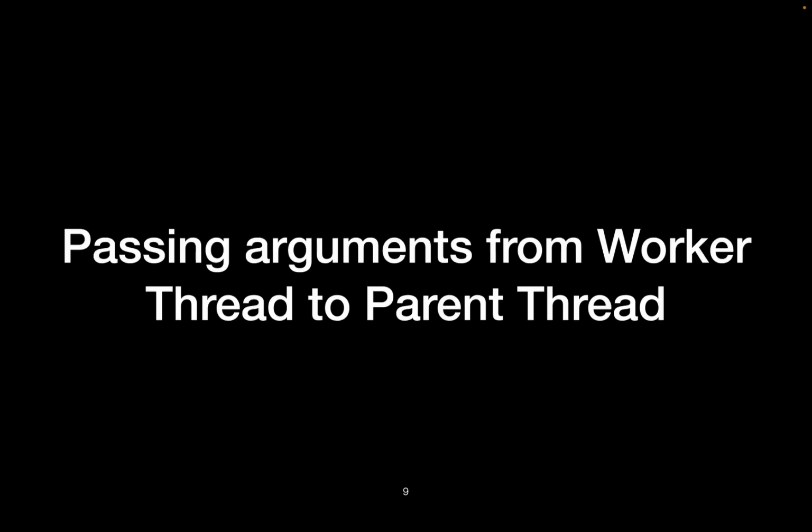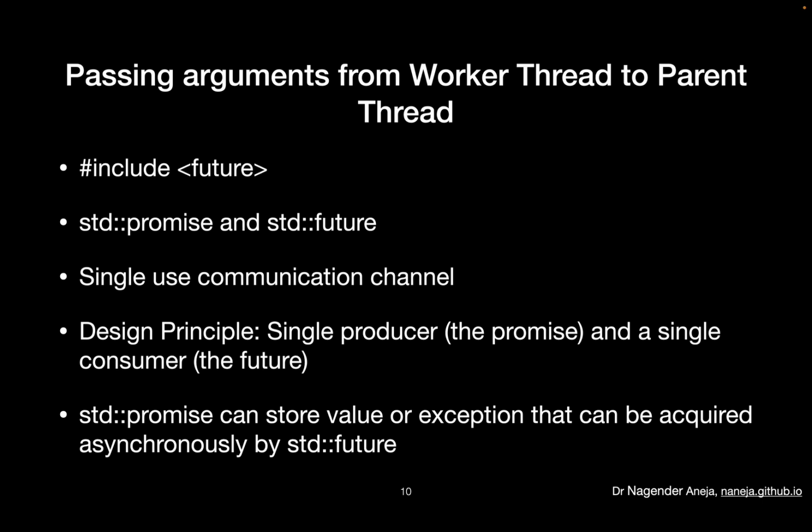Okay, so passing argument from worker thread to the parent. That's what we want to discuss in this lecture: how to pass arguments from the worker thread to the parent thread. So reverse, from worker to parent. For that, we'll use the single-use communication channel. That's the first way. There are other ways also. The first way, and I don't know whether it's simple or not, is that we use the library called future, and we have two objects, std::promise and std::future, and we need to link these two objects, and then it becomes the single-use communication channel.